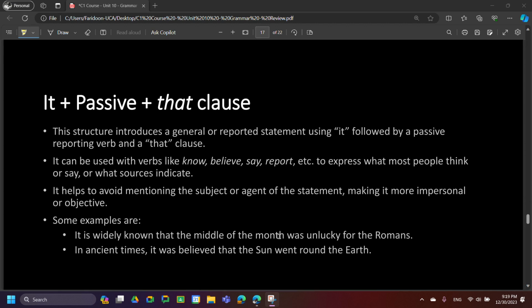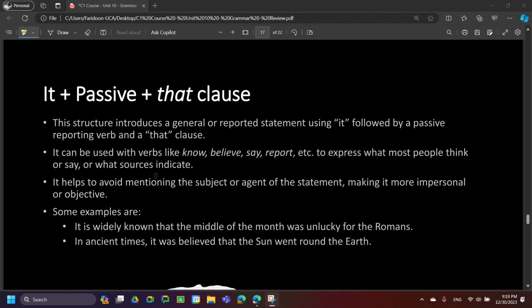Okay, so there's a very common structure: it plus passive and a that clause. This structure, guys, introduces a general or reported statement using it, followed by a passive reporting verb and a that clause. It can be used with verbs like know, believe, say, report, etc., to express what people or most people think or say, or what the sources indicate. And it helps to avoid mentioning the subject or agent of the statement, making it more impersonal and objective, which is a must in academic writing.